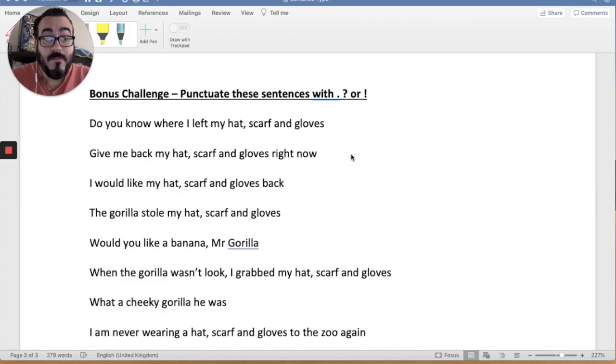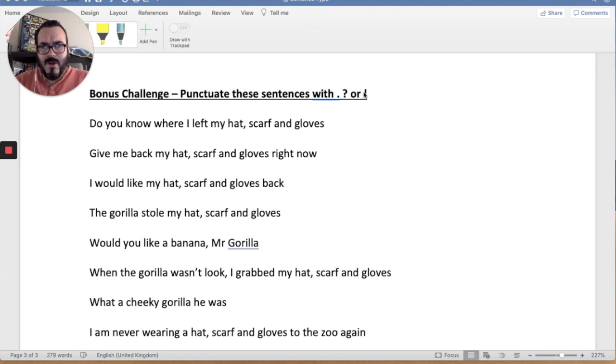Okay, let's have a look at the bonus challenge. The bonus challenge is to punctuate these sentences with a full stop, question mark, or an exclamation mark. So for this challenge, we have to read the sentence, work out the sentence type, and then put the right punctuation in. Okay, we're going to need our warm-up challenge to help us, aren't we? Right, let's do the first couple together, and then you can do the rest on your own.